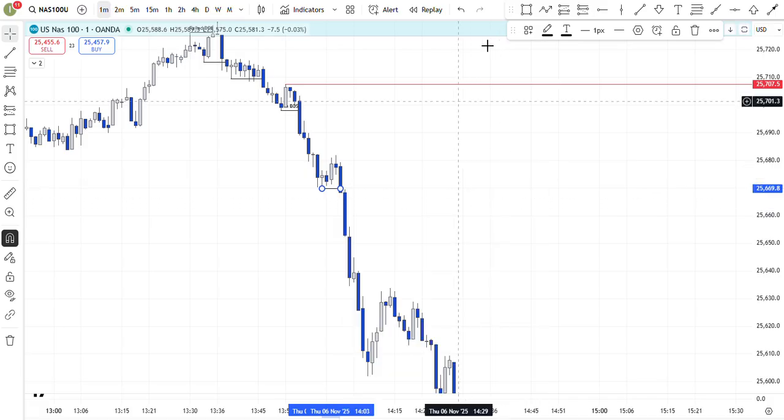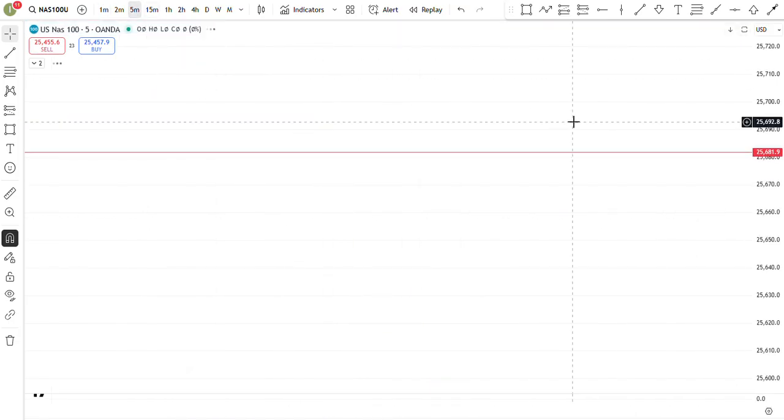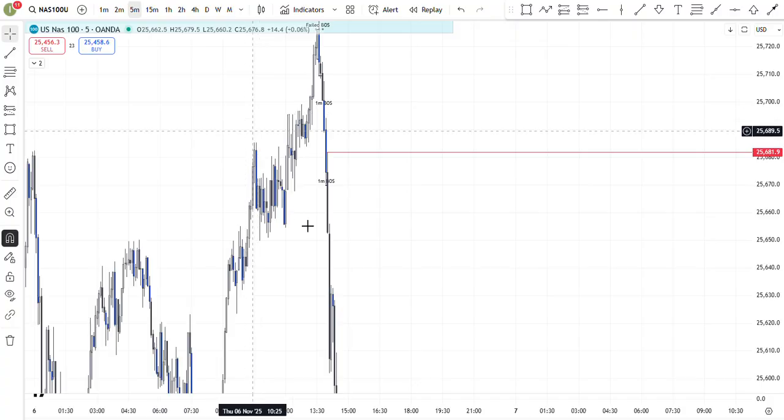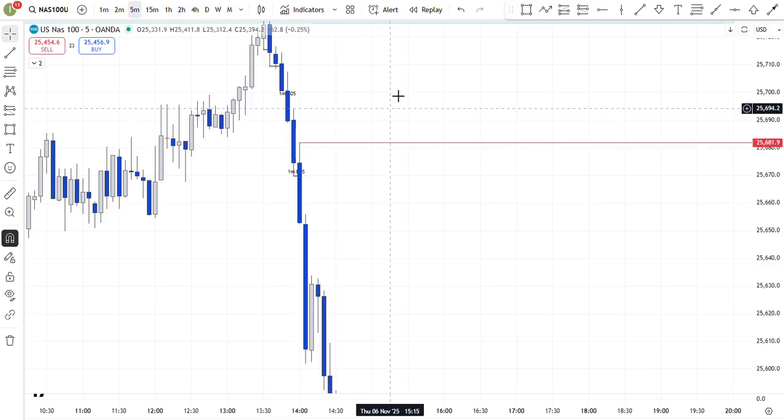So we have a 1 minute break of structure. My stop loss then goes below the low. I'm also looking back on the 5 minutes. So again, this is going to keep pulling back, but you can see it's not doing any kind of pullback here on the 5 minutes.